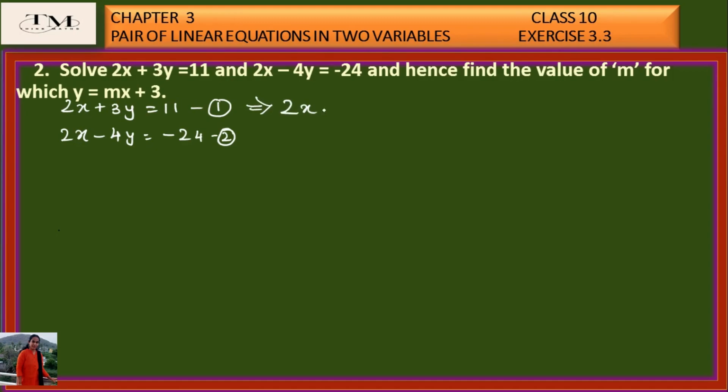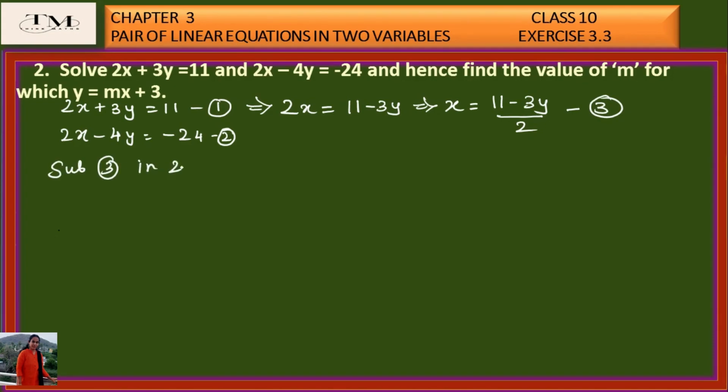So 2x equal to 11, and this plus 3y will become minus 3y. So this implies x will be equal to 11 minus 3y, all divided by 2. 2 is in product. When it comes to the other side, it will be in division. So x value is 11 minus 3y divided by 2. So this is the third equation. So we are substituting the third equation in the second.